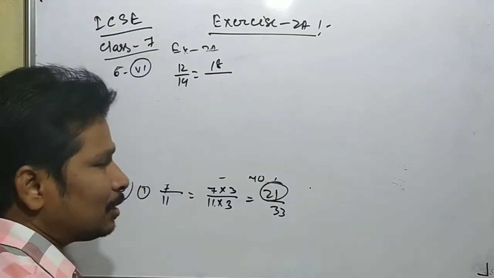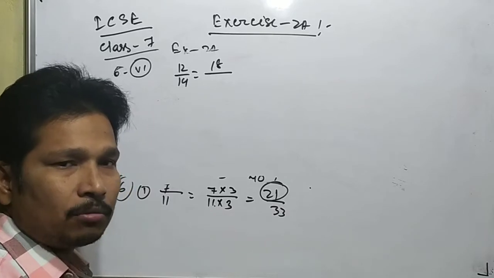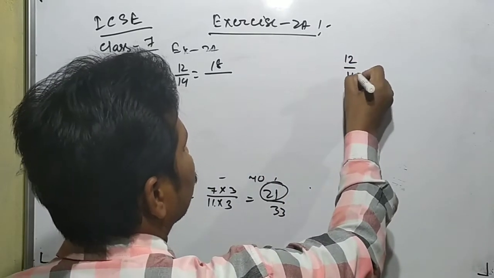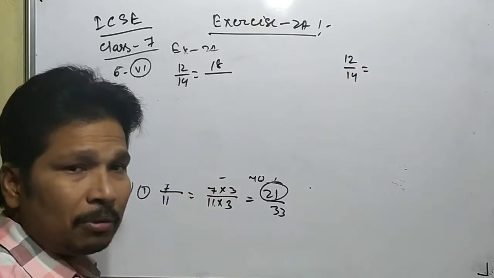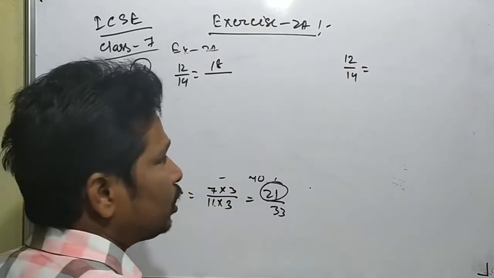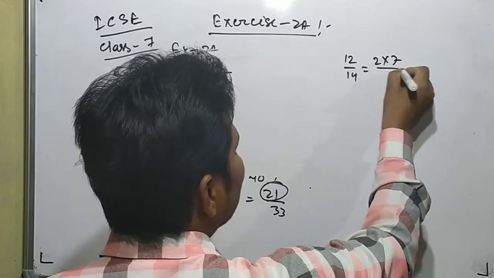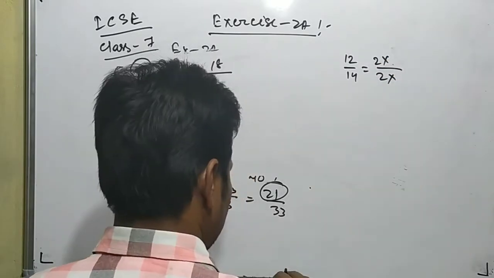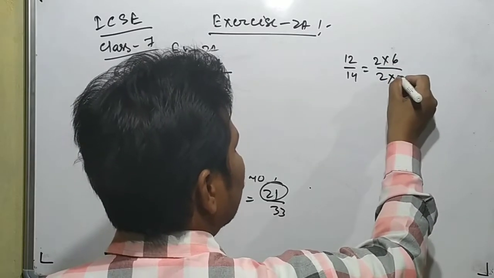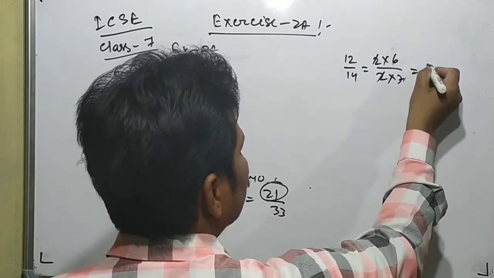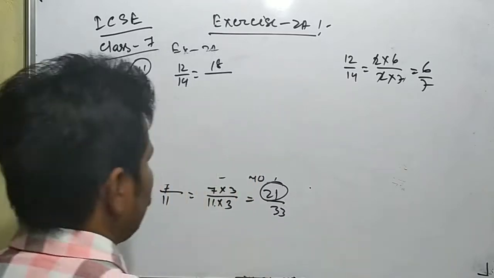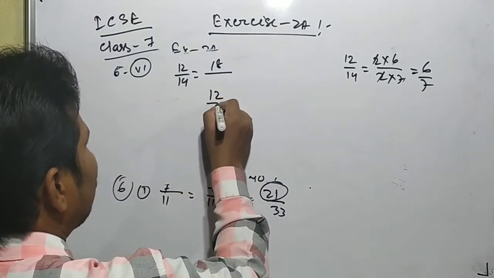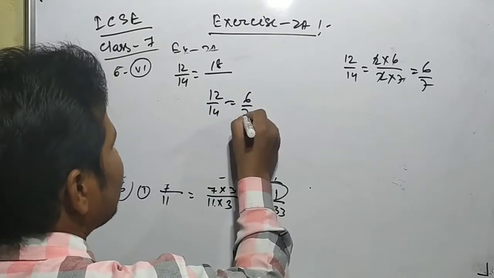So to find the answer, we first have to find the simplest form of this fraction. For 12 by 14, we can see that 2 divides both 12 and 14. So 2 into 6 divided by 2 into 7. The 2s cancel, and this becomes 6 by 7. So we can write that 12 by 14 is equal to 6 by 7.